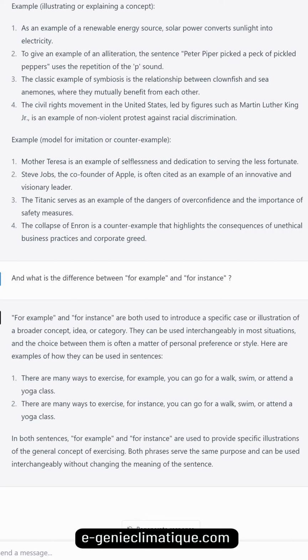In both sentences, "for example" and "for instance" are used to provide specific illustrations of the general concept of exercising. Both phrases serve the same purpose and can be used interchangeably without changing the meaning of the sentence.